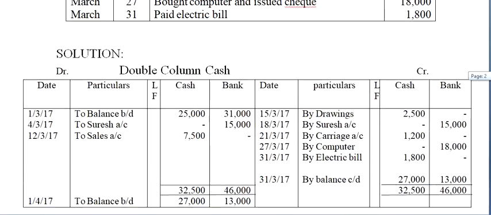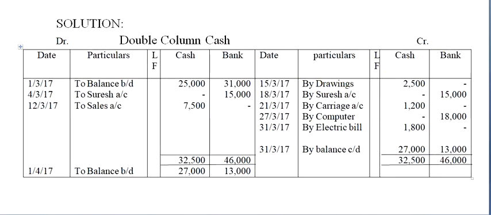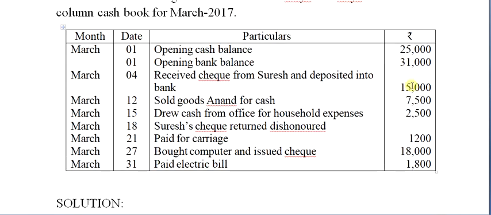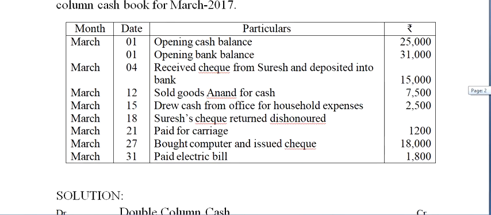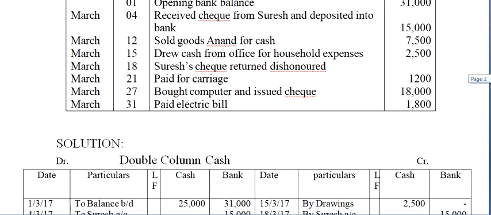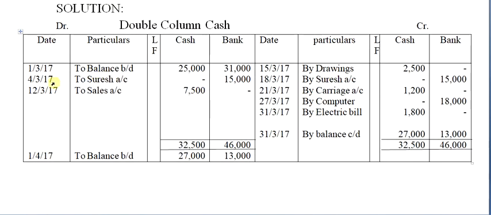Moving on to the solution of the double column cash book. Now we can see one by one. What is given here? March 1st opening cash balance 25,000, opening bank balance 31,000, as on March 1st 2017, to balance brought down, my dear students. On March 4th received check from Suresh and deposited into bank, 15,000. Directly we are taking it as a bank transaction, because we are depositing on the same day. On 4th March 2017, to Suresh account, directly in the bank column.